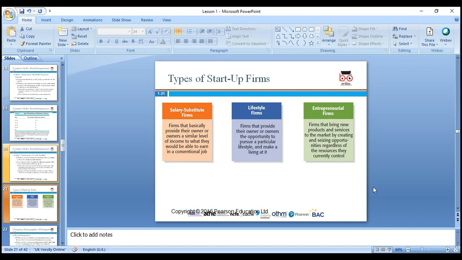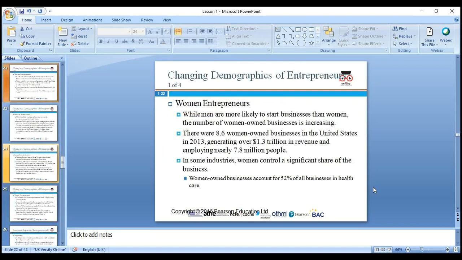We could also look at finding opportunities, regardless of the resources they currently control. Now, changing demographics of entrepreneurs: women are increasing in the business world. In the past, if you look at the trend, it was more men bringing the ideas. Now women are bringing a lot of ideas, and the number of women in business is increasing.